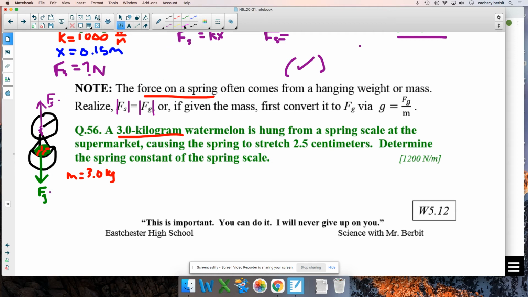So let's keep going with our givens for the moment. The spring stretches 2.5 centimeters. Well, stretch we know by now is x, and that's 2.5 centimeters. This is about as hard as our spring problems will get, by the way.